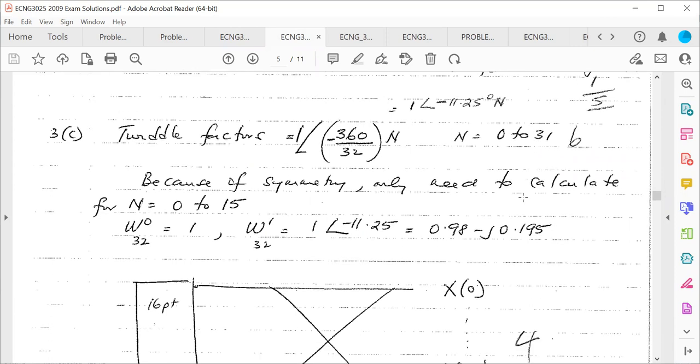But of course, we saw because of the symmetry, the only twiddle factors you really have to use are from n equals 0 to 15. After that, the other ones are just the mirror image of those.